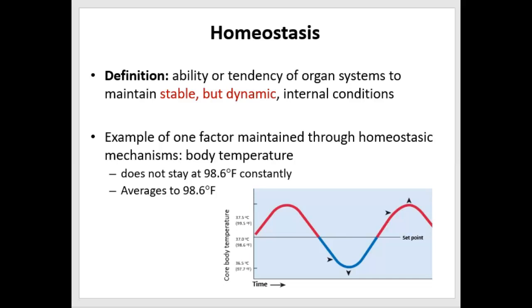So it fluctuates throughout the day with your activity level. However, if it doesn't go back to this homeostatic level, then homeostasis is imbalanced, or there's an imbalance in homeostasis, and that might indicate a disease or some kind of an altered condition. So that's why we make note of things like body temperature.